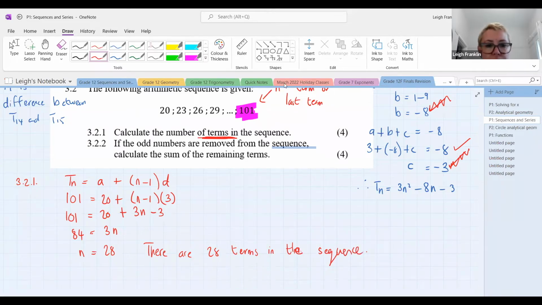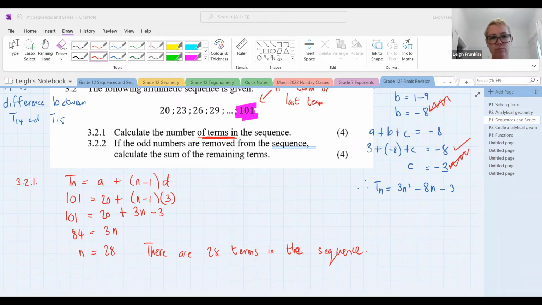Okie dokes. Good job, everybody. Okay, now for a thinking question. In 3.2.2, it tells us if the odd numbers are removed from the sequence, calculate the sum of the remaining terms. So they want to remove the odd numbers and they want us to calculate the sum of the remaining terms. How do you think we should? Sure, Faheen, go for it. I see your hand is up.